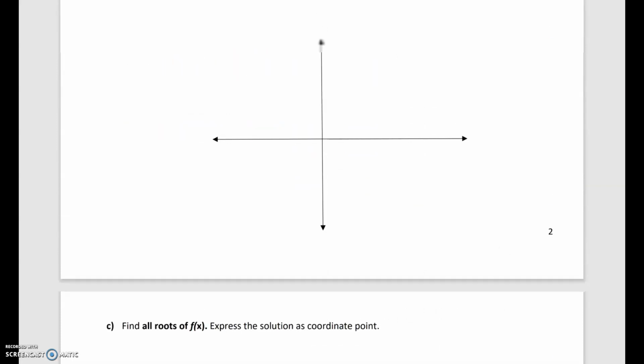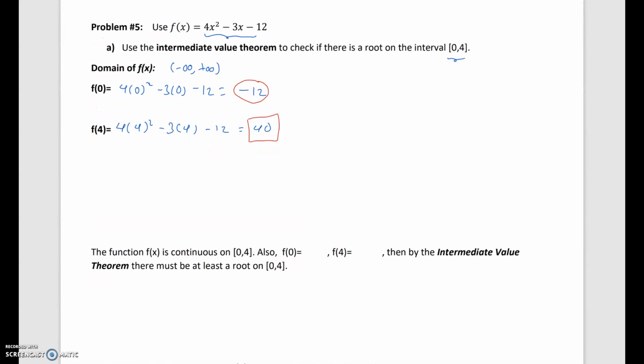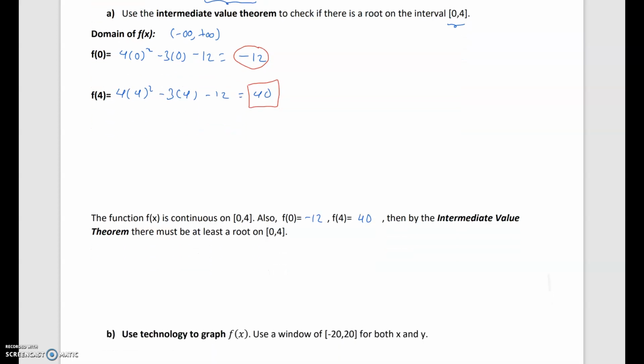So for these problems, we need a sentence where you include the following: the function has to be continuous. F of 0, we're getting that this is negative 12. Let me put it in blue. So negative 12, f of 4 is equal to 40. Then by the intermediate value theorem, there's at least one root or 0 on the interval from 0 to 4. That's actually it for this portion.